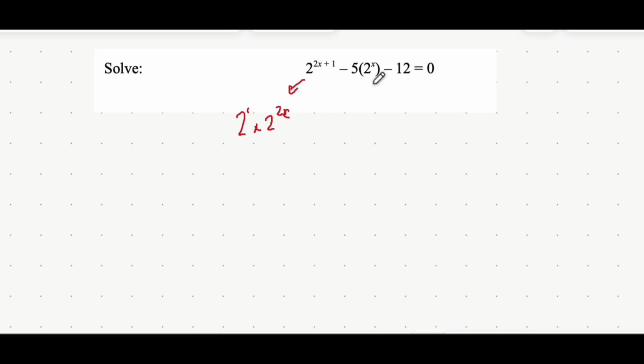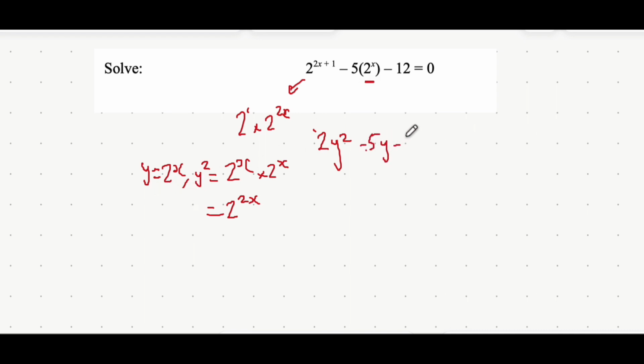Now why did we do that? Well, now we make it look like a quadratic because we take the middle term, 2 to the x, and we say let y equal 2 to the x, because then y squared would be 2 to the x multiplied by itself, so 2 to the x times 2 to the x. You add the powers together, x plus x is 2x, so it's 2 to the power of 2x, meaning you can replace 2 to the 2x with y squared. So now we have the first term can all be replaced with 2y squared, and then minus 5 lots of y, because we replace y with 2 to the x, minus 12 equals 0.